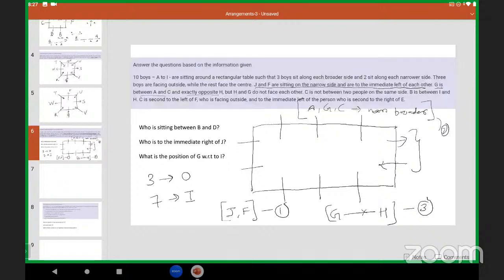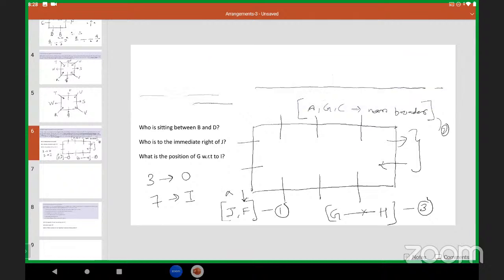Now C is not between two people on the same side. Fine. Now B is between I and H, and C is second to the left of F, who is facing outside. So we got to know that F is facing outside, which means J has to face inside. That's what the condition was. So suppose F is facing outside, so J has to face inside.